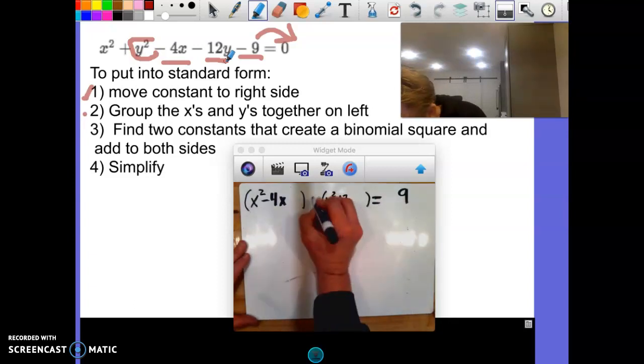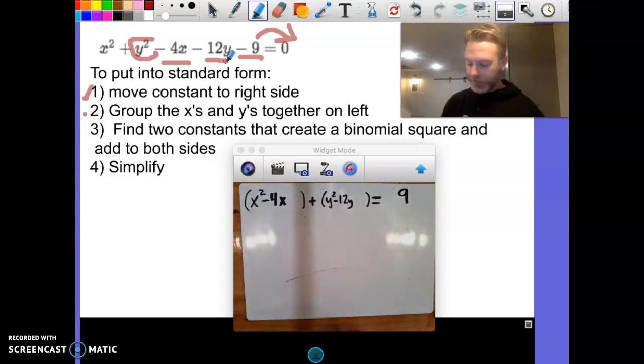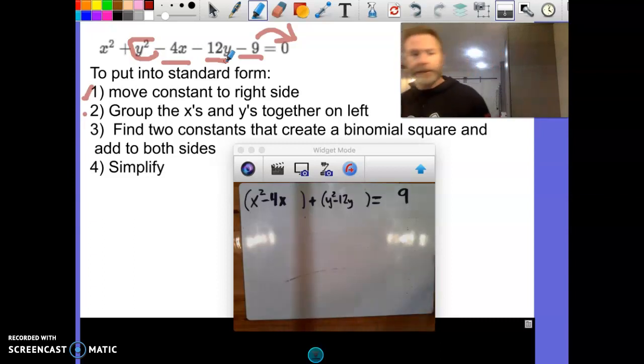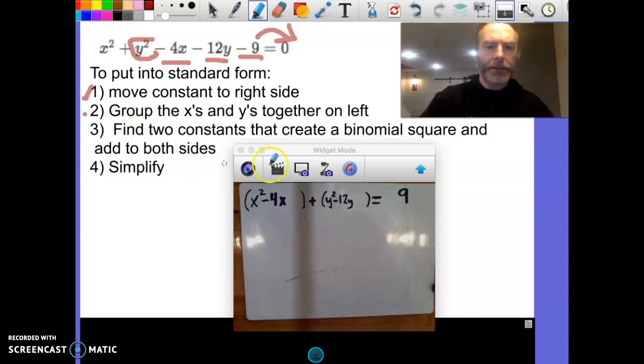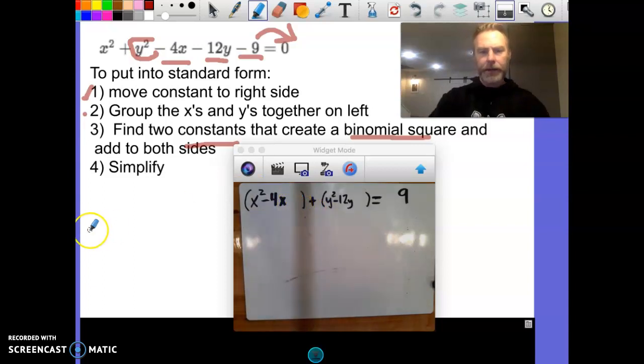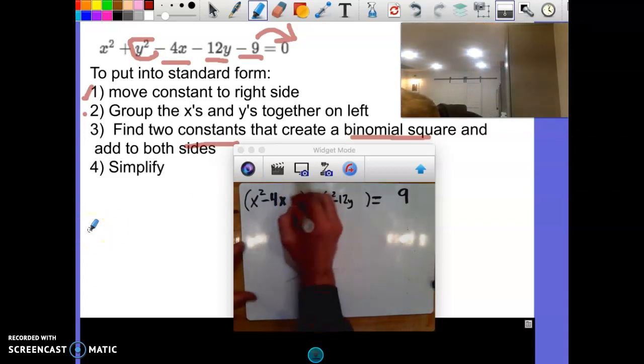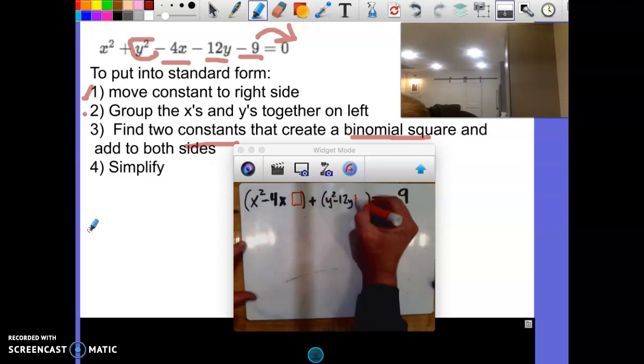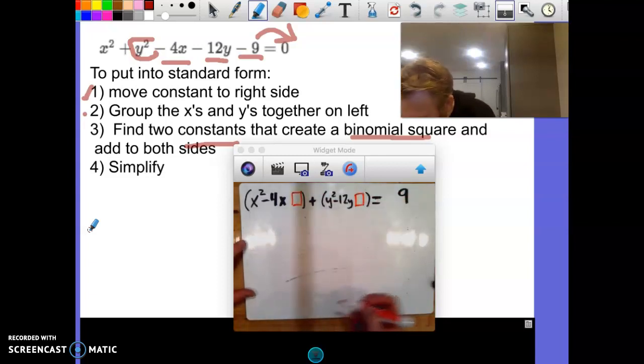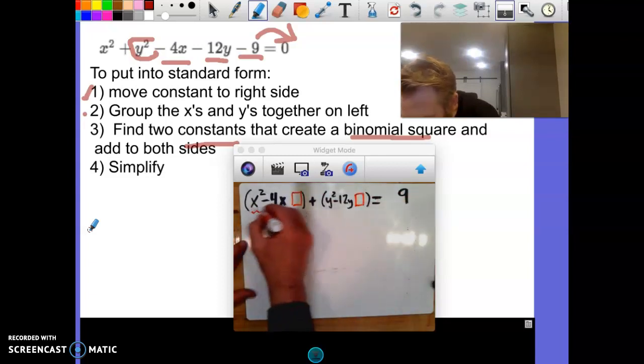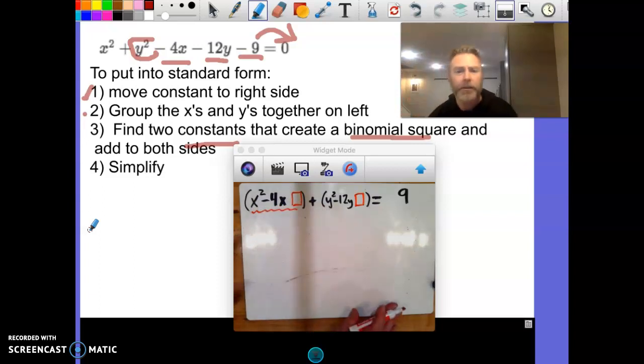And then in between here, this y squared was a positive, so it's plus. And then I'm going to move on to step 3, which is find 2 constants that create a binomial square and add those to both sides. So basically what we want right here is a number and a number, 2 constants that make this polynomial into a binomial square. It's called completing the square.